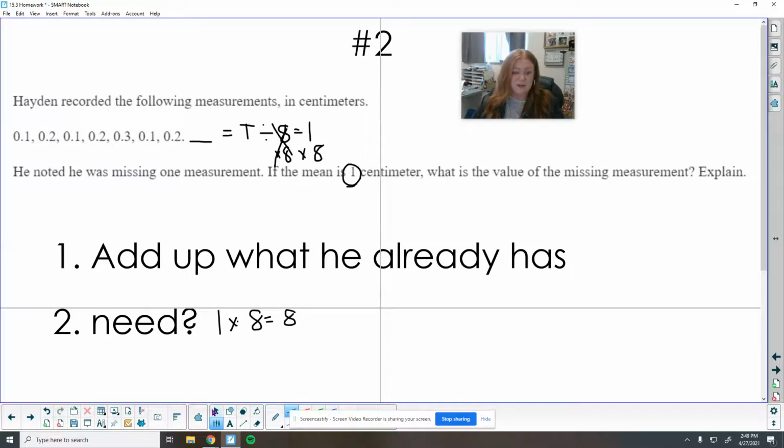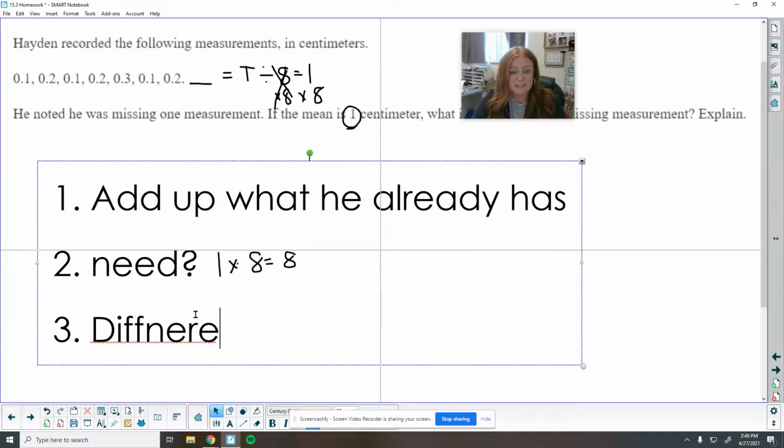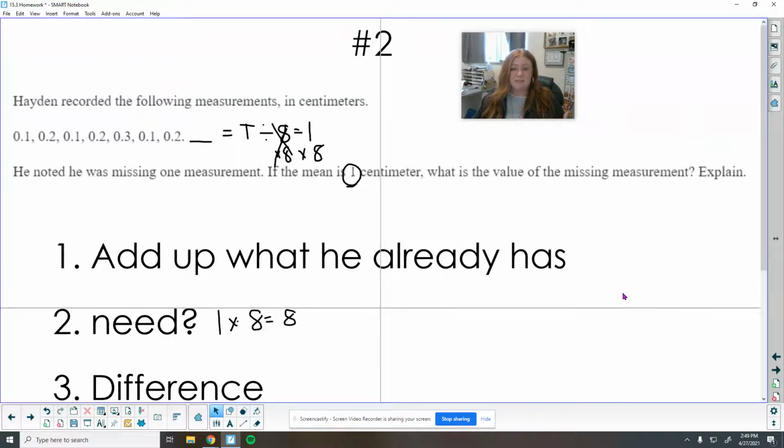And then our third step is that we find the difference, which means a subtraction problem. We see this is what he has, this is what he needs. What is the difference? Well, that difference is this missing piece here. So when I added these all up, they would equal 8. 8 divided by 8 is 1. So what do you have? What do you need? What's the difference?